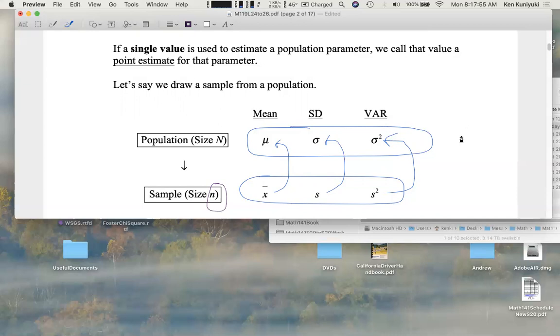Next, we're going to talk about the population parameter P, which represents a population proportion or probability, and its corresponding point estimate, P hat, a sample proportion. That's for next time.